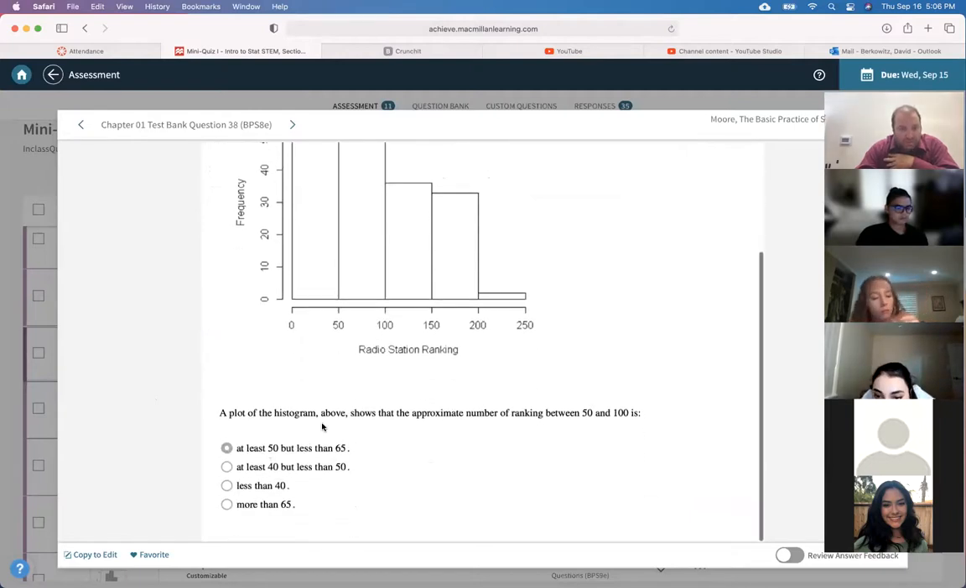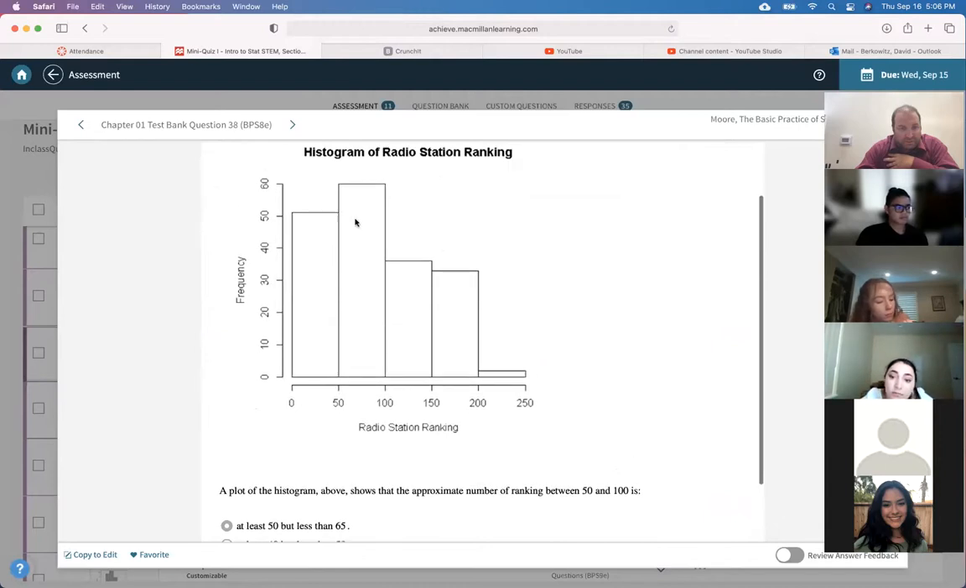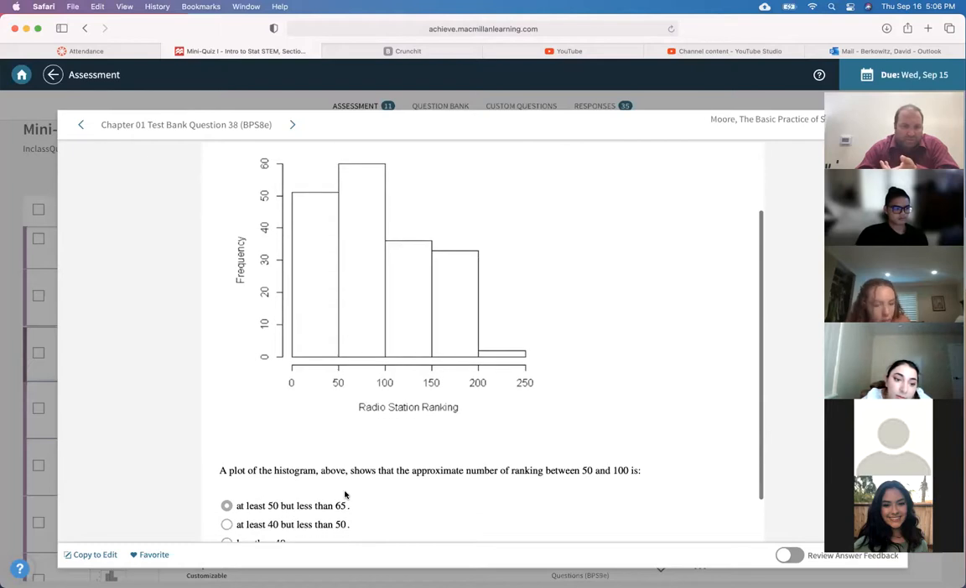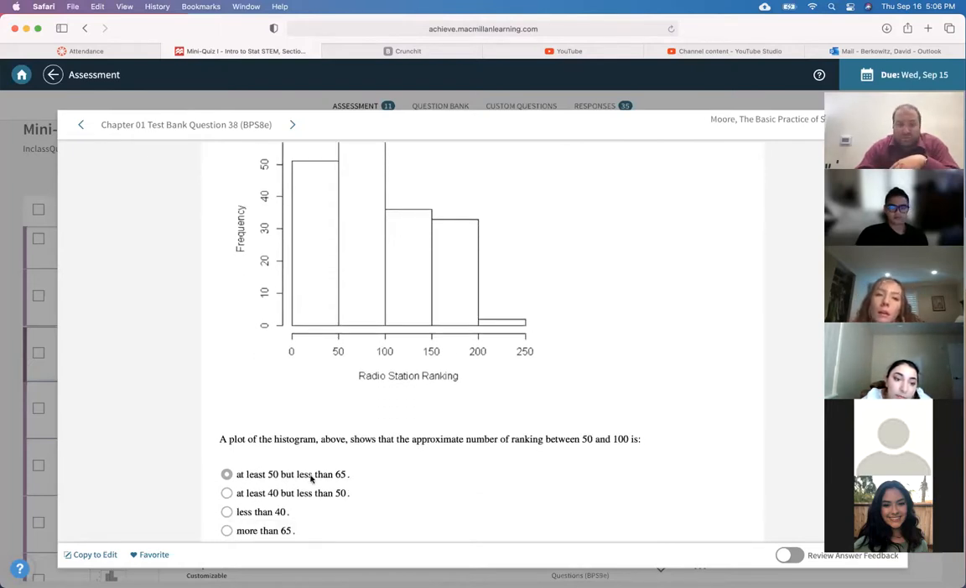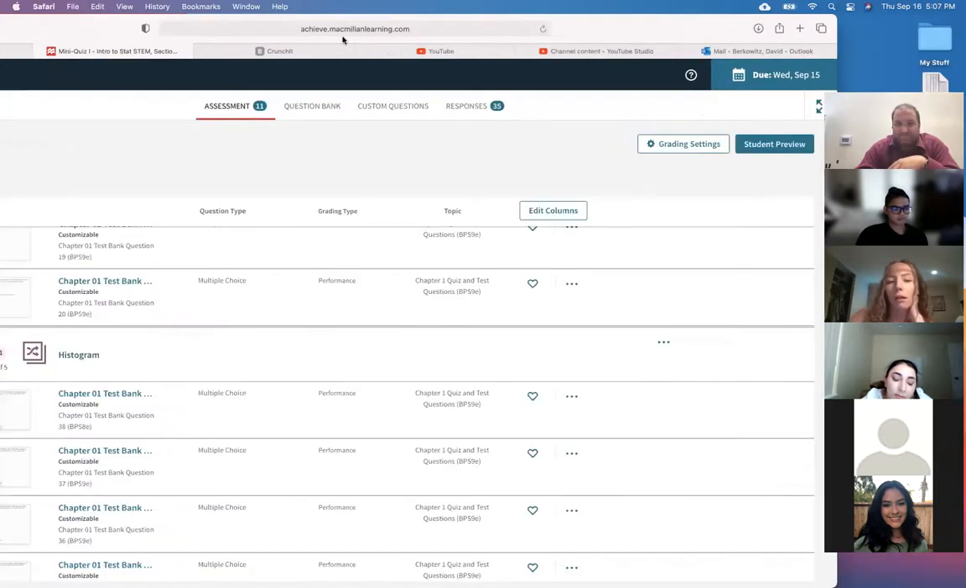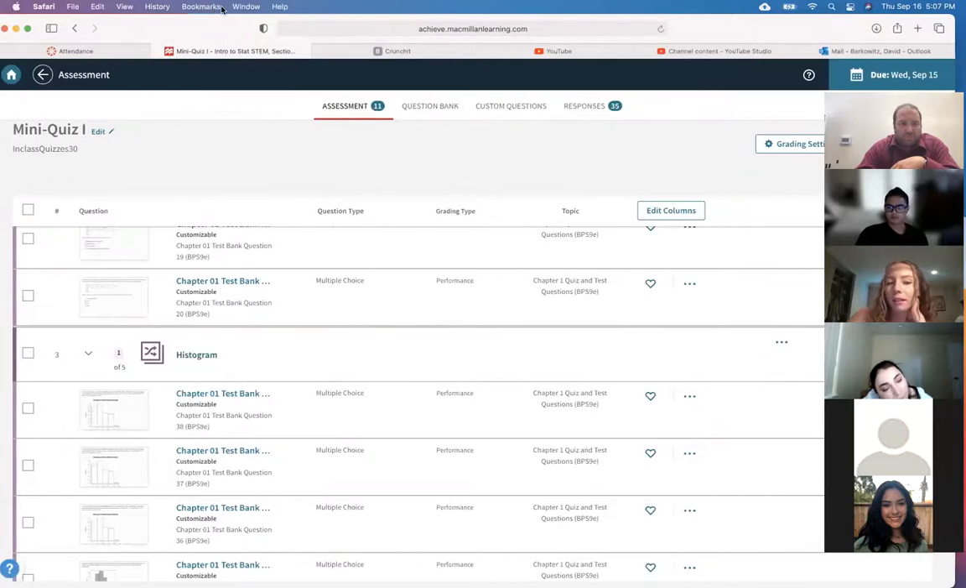So at least 50, but less than 65 is certainly the correct choice. I mean, I would say it's just straight up 60, but it certainly is between 50 and 65.